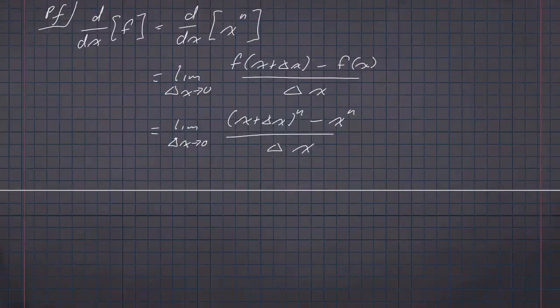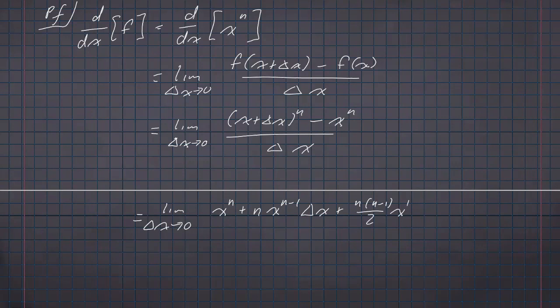And here's where I use the binomial theorem. It doesn't really matter what most of the coefficients are. But I know that x plus delta x to the n is going to start with x to the n plus n times x to the n minus 1 times delta x. And then there's going to be a bunch of other terms. Let's throw one more in. It'll be n times n minus 1 over 2 times x to the n minus 2 times delta x squared, and a bunch of other terms. And it's going to end with delta x to the nth power.